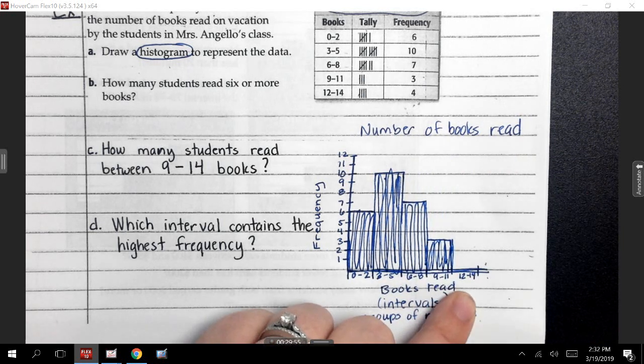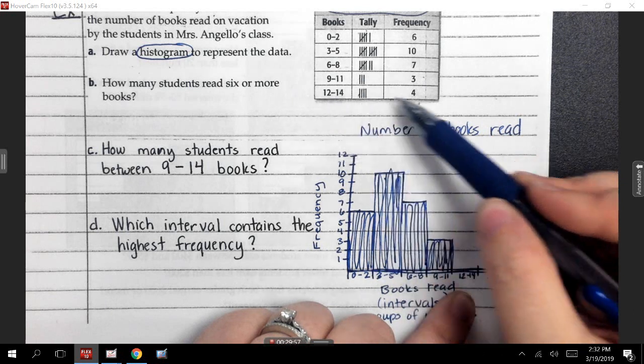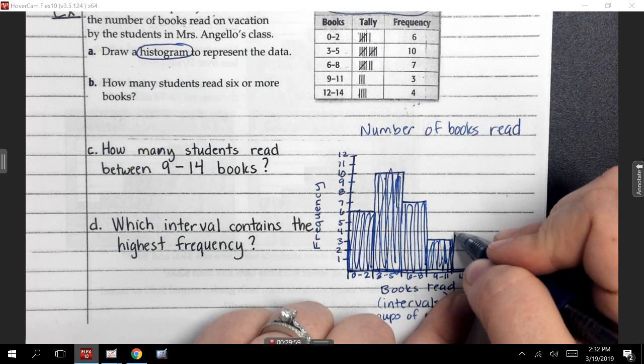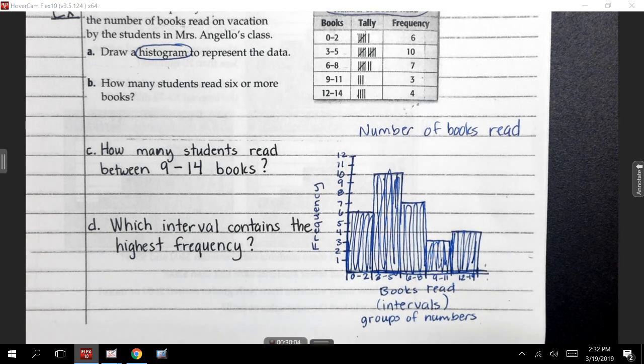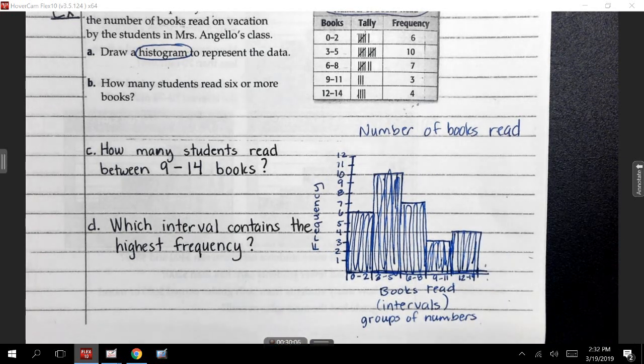Okay, and then for 12 to 14, Jay? 4. So in that chart it says 4, so I'm going to go all the way up to that line. Okay. All right, there you go. You just made a histogram.